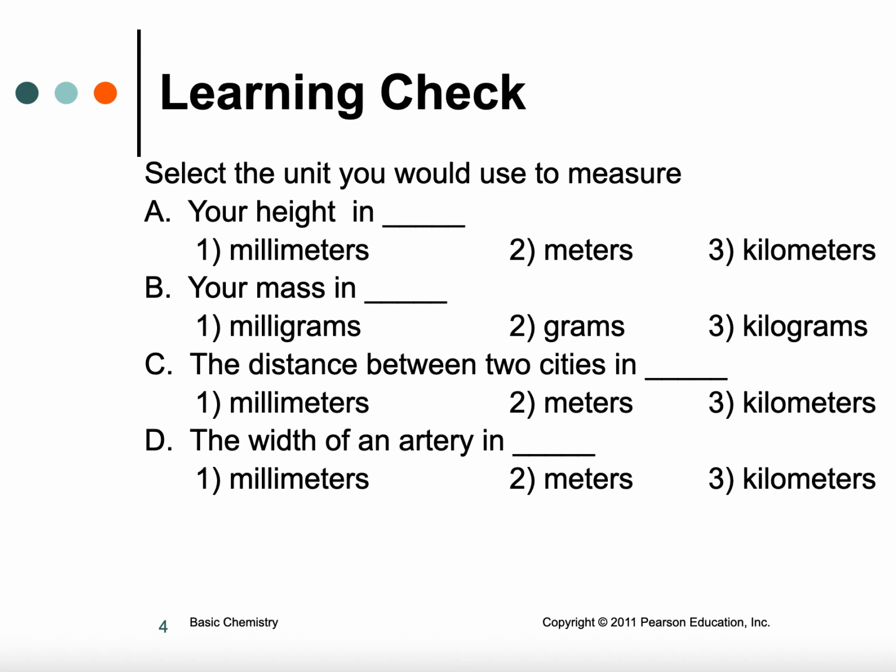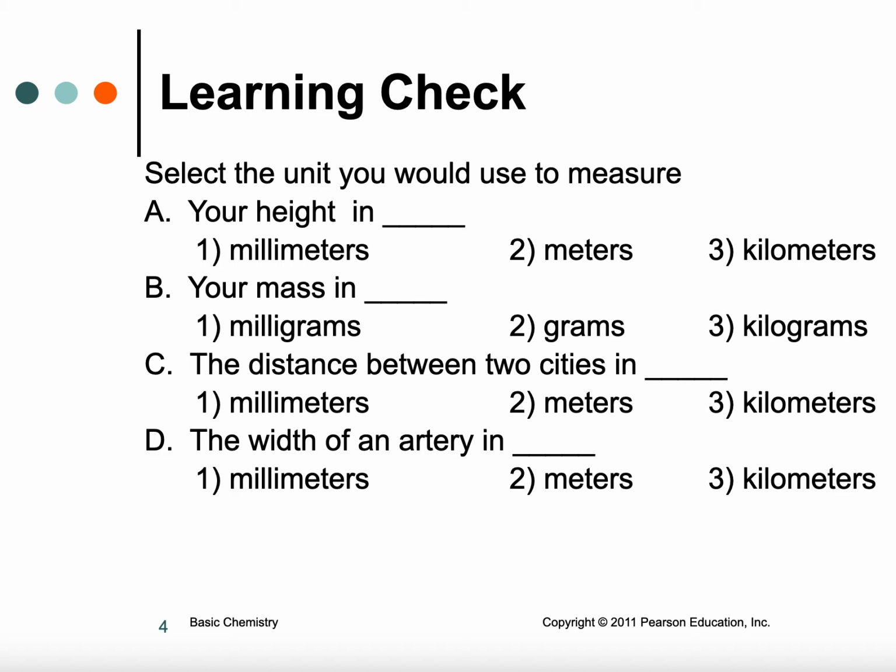So select the ones you would use to measure your height. I would measure my height in meters. A meter is roughly 3 feet, so I'm way over 6 feet tall, right? So I would say at least 2-point-something meters. Nah, I'm not. How about B, your mass? Grams is the size of a paperclip or a raisin. So a kilogram would be what you would do your mass in. That's 1,000 of those. Distance between two cities.